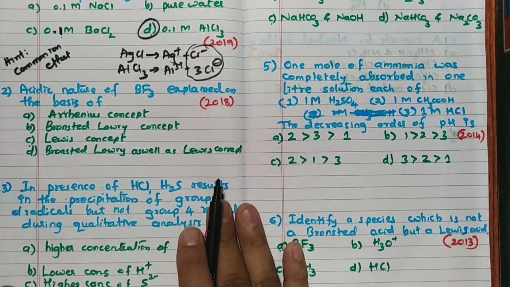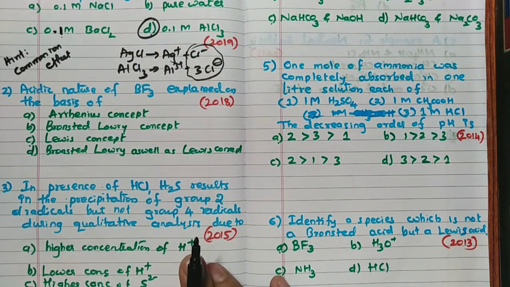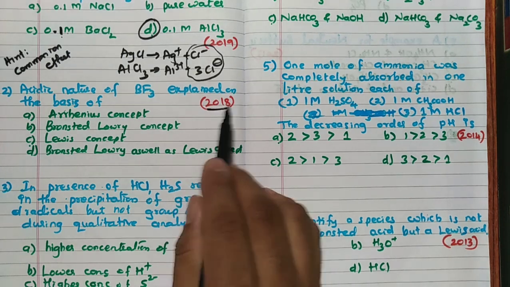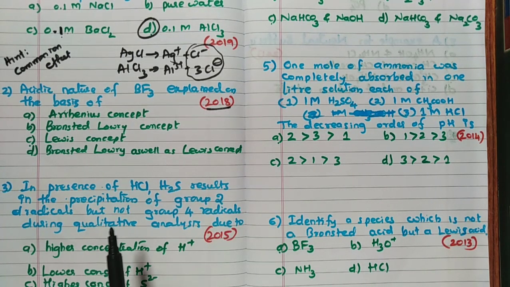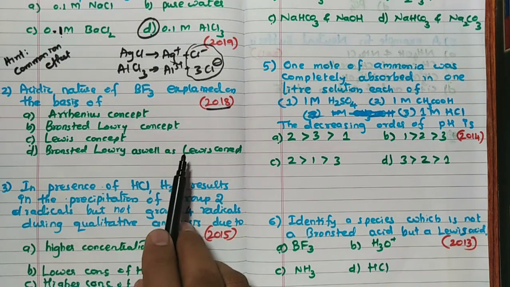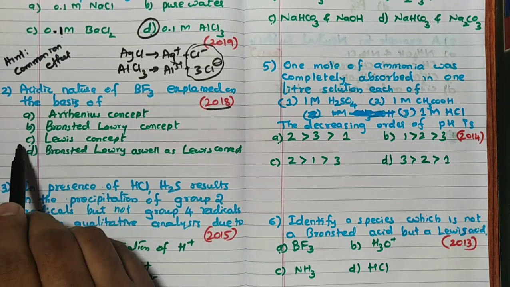Very simple. Acidic nature of BF3 is explained on the basis of. 2018 asked question. BF3: Arrhenius concept, Bronsted-Lowry concept, or Lewis concept. Very famous one, remember, Lewis concept.